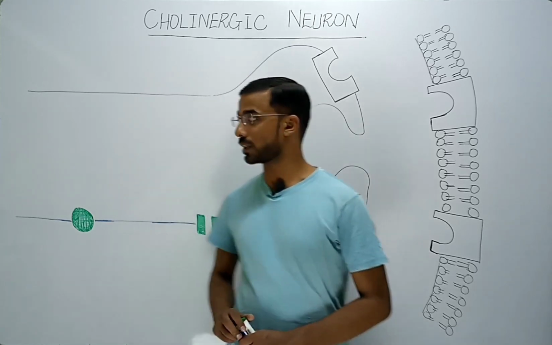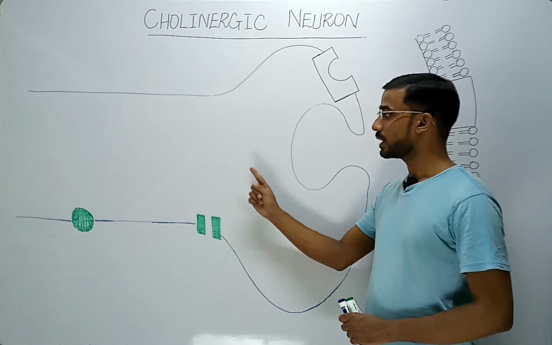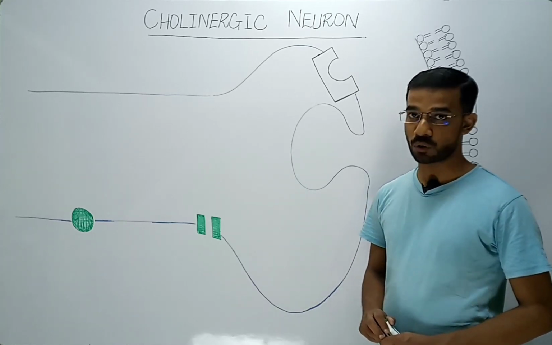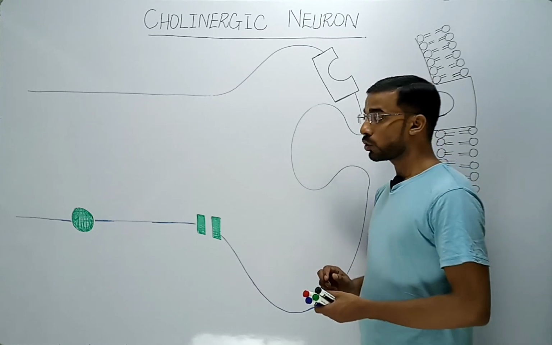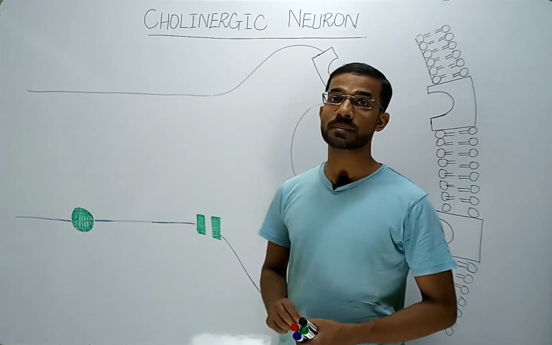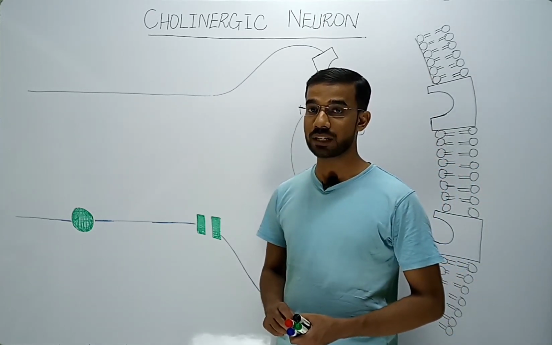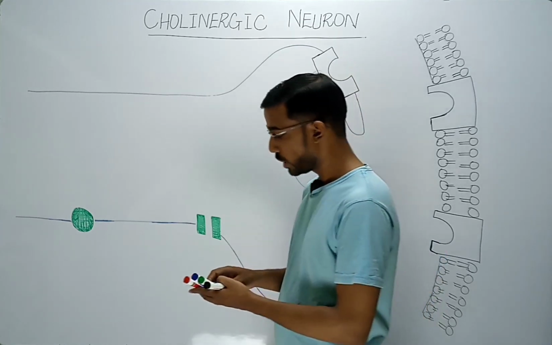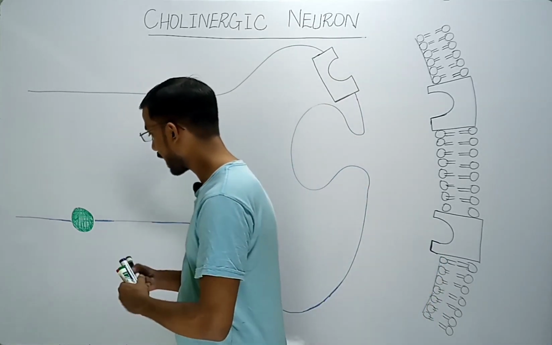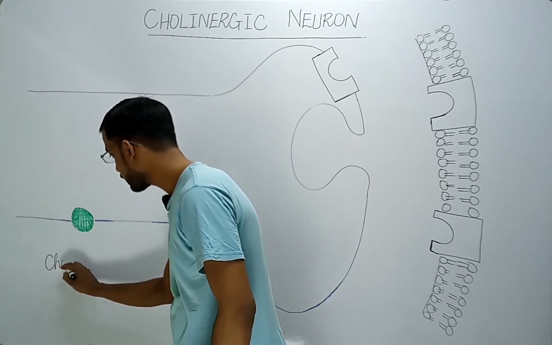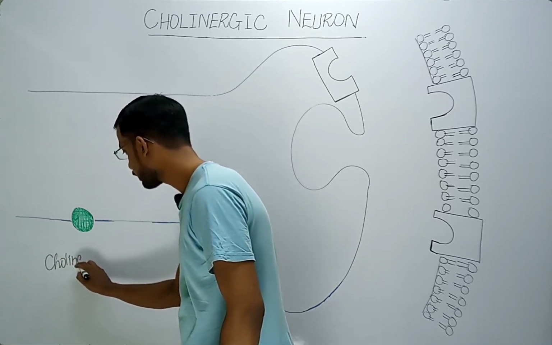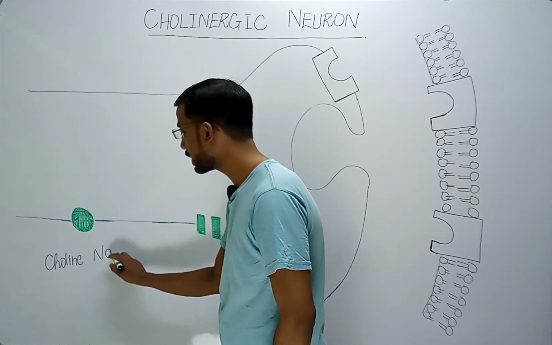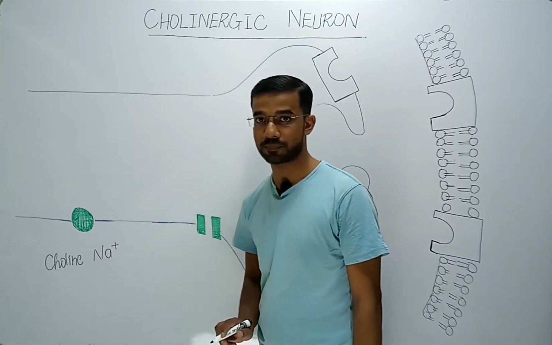So let's get started. First of all, here is the terminal end of the cholinergic neuron. Choline, which is the precursor substance of the acetylcholine, is present in the extracellular space. Here is the choline. And sodium is also present in the extracellular space.